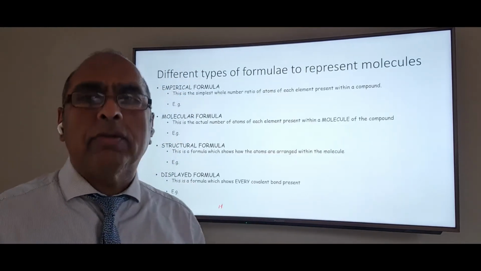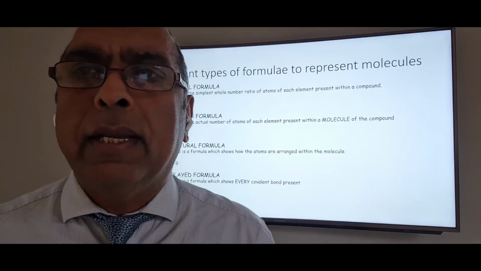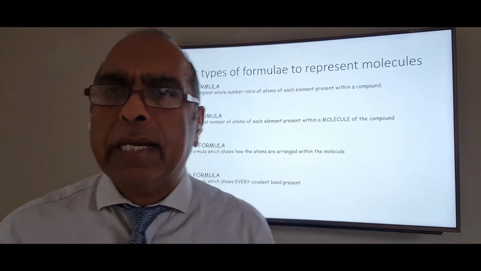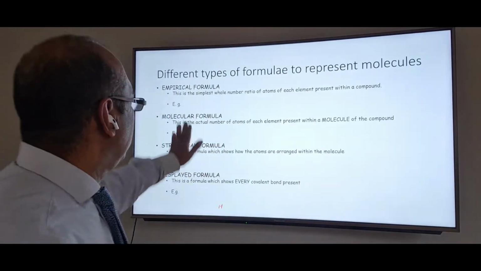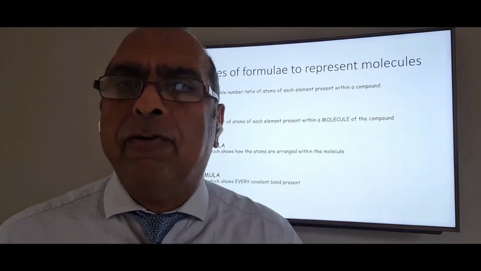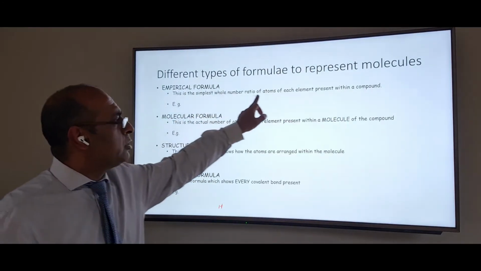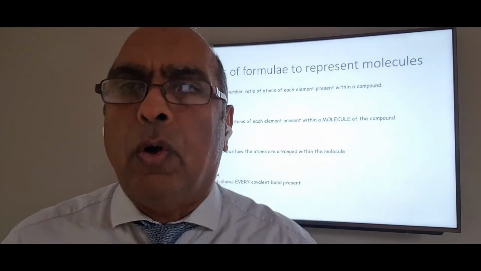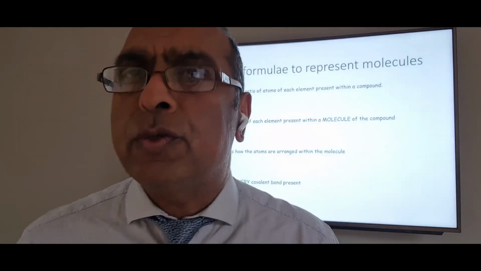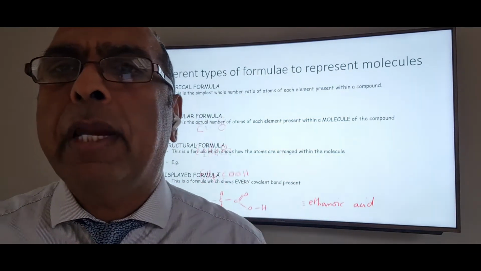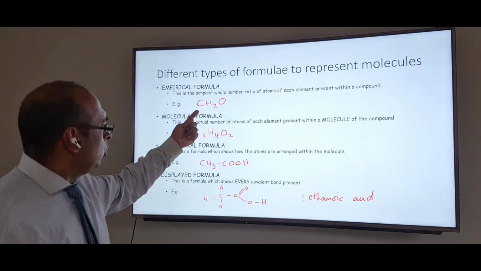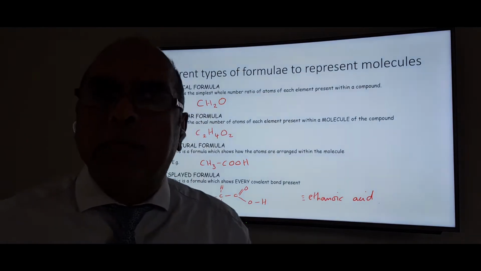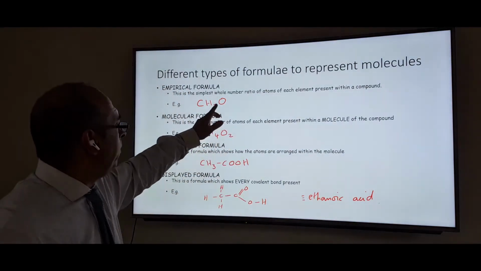Before we get on to the nitty-gritty, let's go over what we mean by formulae, or formula: formula singular, formulae plural. Empirical formula. The empirical formula is just the simplest whole number ratio, like water, H2O. You can't get more simple than 2 to 1. An example of that would be CH2O. That's the simplest whole number ratio formula.